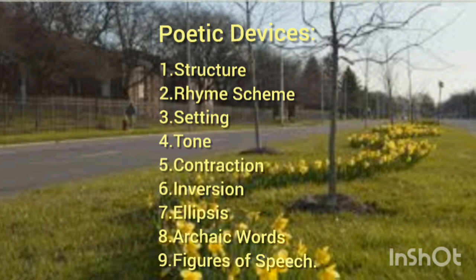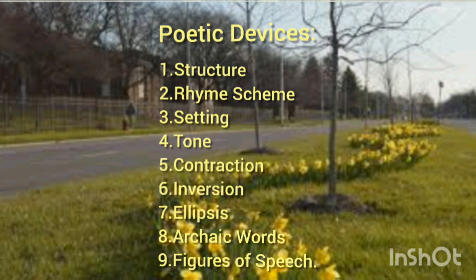Let us discuss some important poetic devices used in this poem. What do we mean by a poetic device? The poetic device is a technique or tool used in poetry which helps improve the quality of poetry. In this poem, Wordsworth has used several poetic devices. Number 1 is structure. The poem has 4 stanzas and each stanza has 6 lines. The total number of lines in the poem is 24.